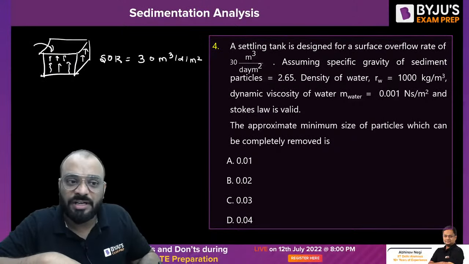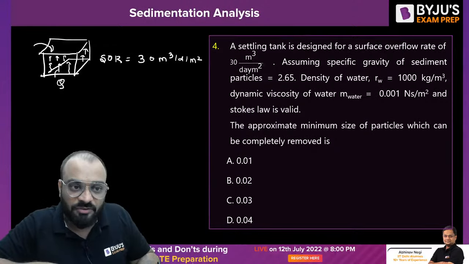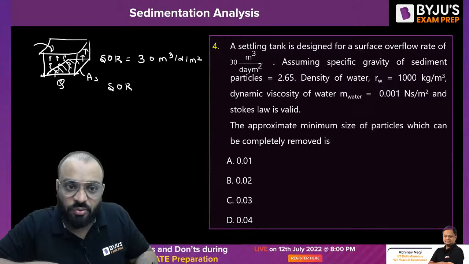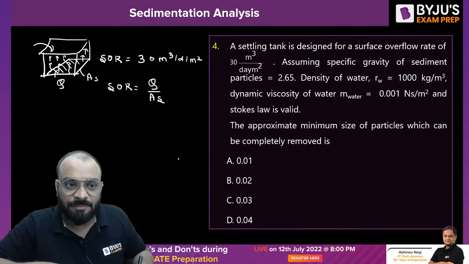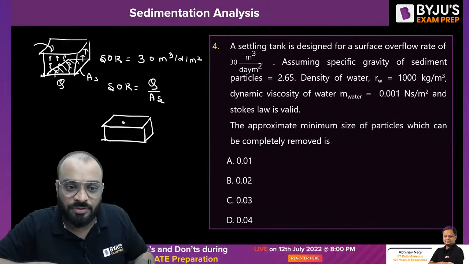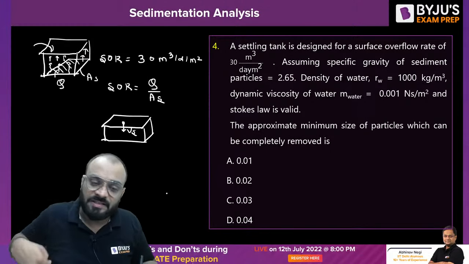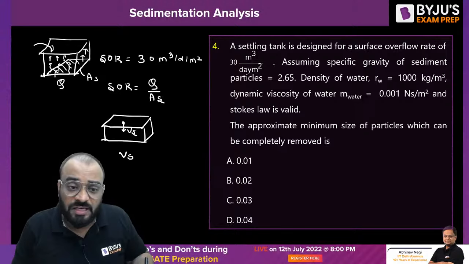This surface overflow rate is nothing but the discharge which is coming out of the tank, and this is your surface area, correct, which is AS. So can I write here, guys, surface overflow rate is equal to Q by AS. Simple. Now at the same time, what is the design settling velocity in this case? Let us suppose this is a design particle which is trying to settle down in the tank by Vs. So you can write here, guys, Vs is equal to Q by surface area.